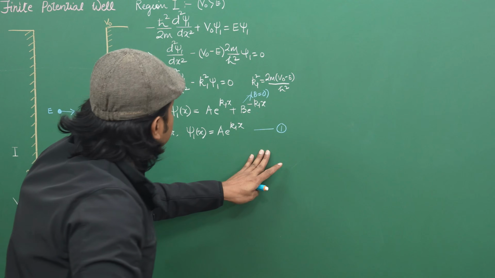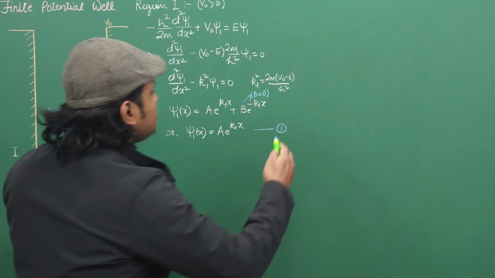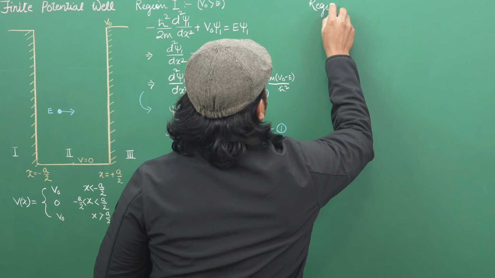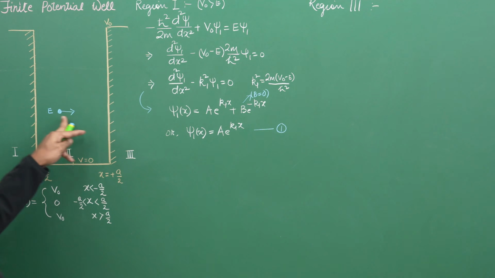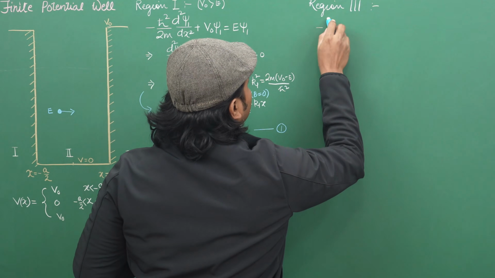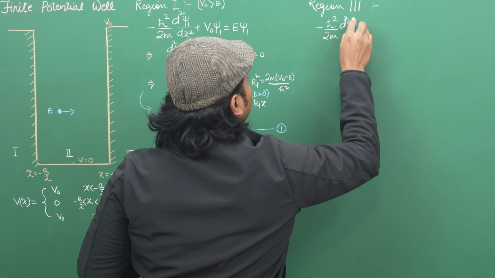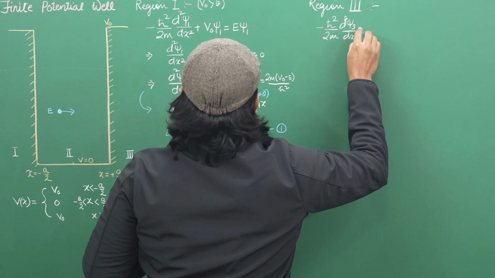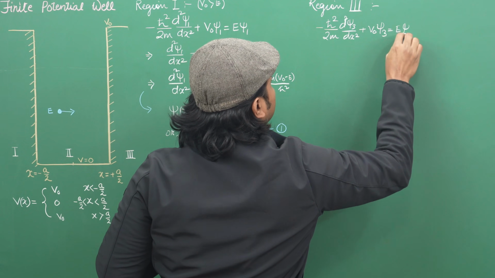Now we should have a very similar solution in region number 3 as well. So let's first do it for region number 3, and then I'll come to region number 2. Okay. So if I look at region number 3, which is a similar situation, with the particle having energy E less than the potential barrier V0, I get the time independent Schrodinger equation: minus h cross square upon 2m d2 psi 3 upon dx2 plus V0 psi 3 is equal to E psi 3.